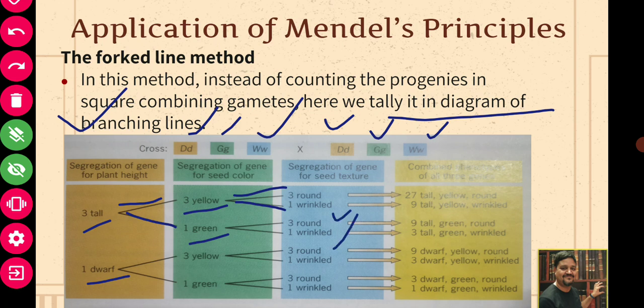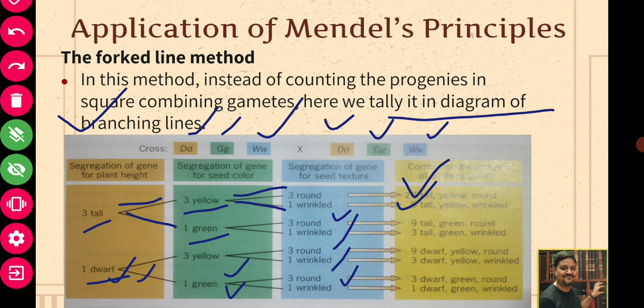So tall yellow round, tall yellow wrinkled, tall green round, and tall green wrinkled. Similarly for dwarf: dwarf yellow round, dwarf yellow wrinkled, dwarf green round, and dwarf green wrinkled. In this way you can predict 3 into 3 into 3, that is 27 tall, then 3 into 3 into 1, 9 tall yellow wrinkled, there will be 9 tall yellow wrinkled.